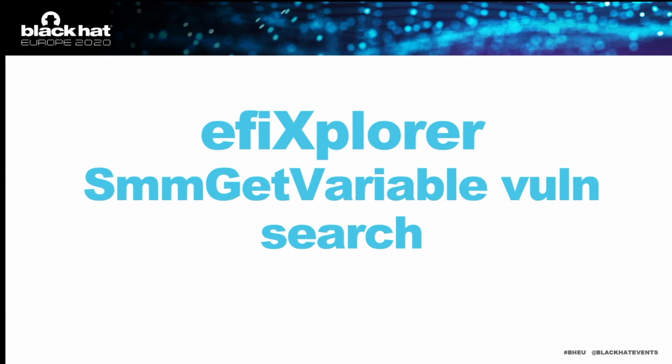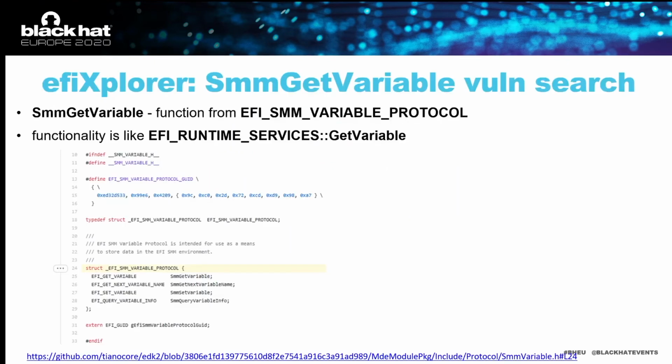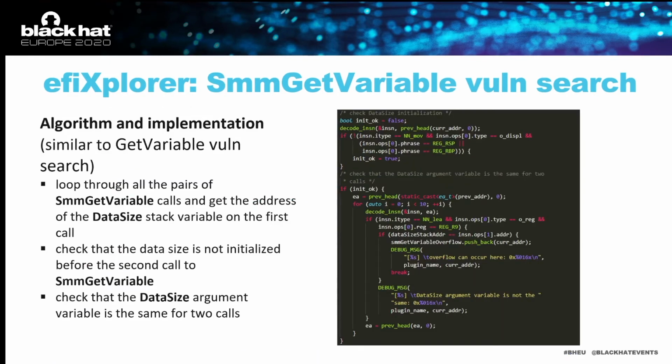The same situation with getVariable happens on the SMM stage. There's a special protocol called UEFI SMM variable protocol, and it's just a matter of getting that protocol and then using that pointer to that protocol as a table of functions, and then using the SMM getVariable function or other functions. Pretty straightforward. One nested step is to find those interfaces and to understand this is actually the SMM getVariable protocol.